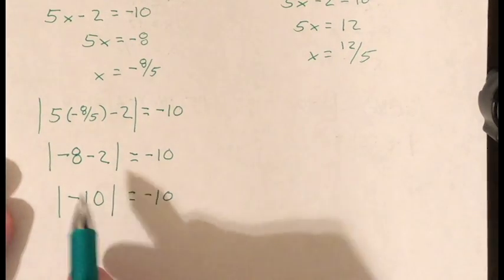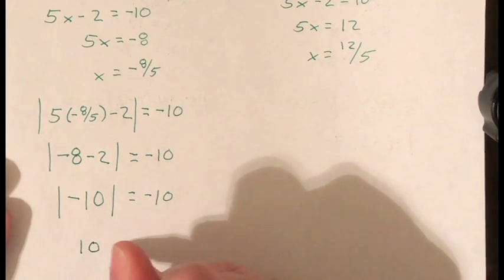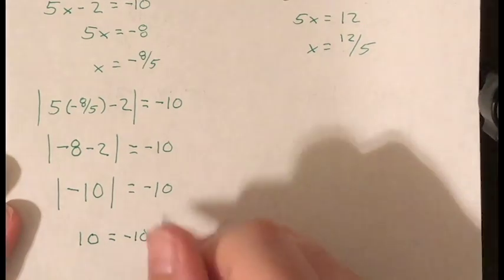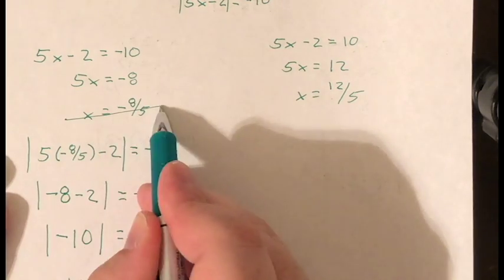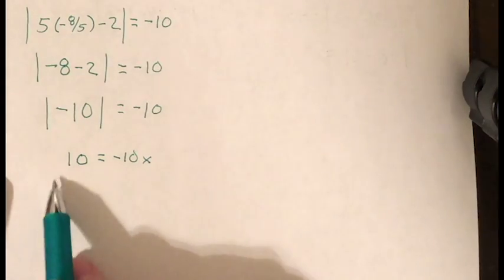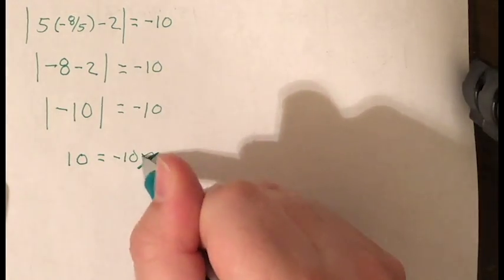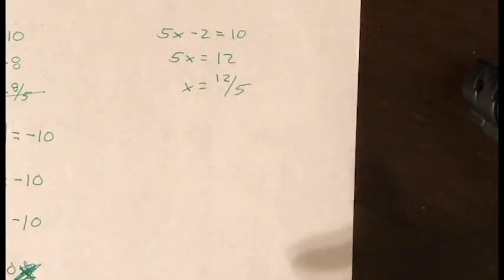Well, let's find out. What's the absolute value of negative 10? Well, that's a positive 10. Does positive 10 equal negative 10? No, it does not. That means that this cannot be my answer. This doesn't work. 10 does not equal negative 10. So no, it does not work. All right. So now let's try this one.